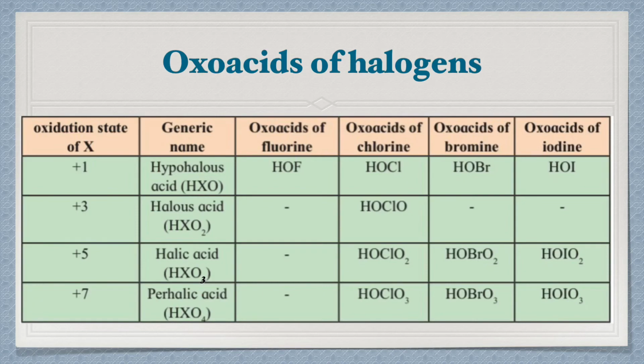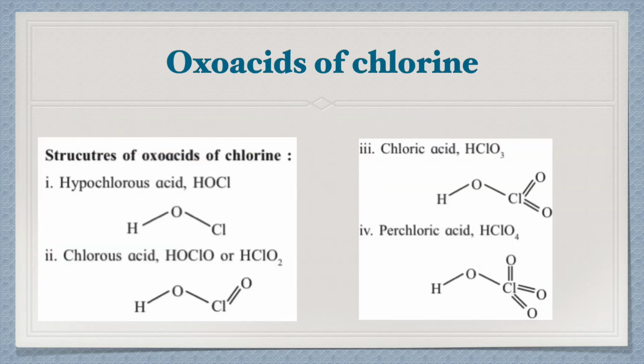Okay. So if you know the generic name and the formula, it is very simple for you to find out the formula for all the oxo acids of halogens. Now we'll see the structures of oxo acids of chlorine. There are 4 structures which we have to learn. First one is hypochlorous acid. As you know the molecular formula now, it is HOCl.